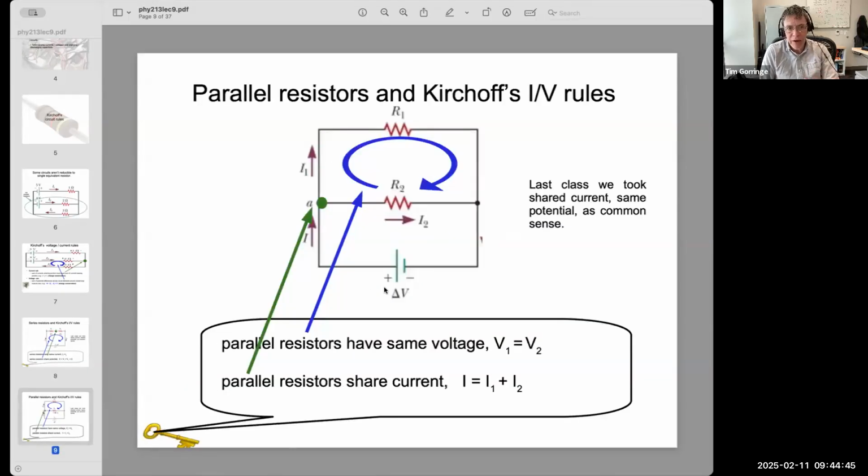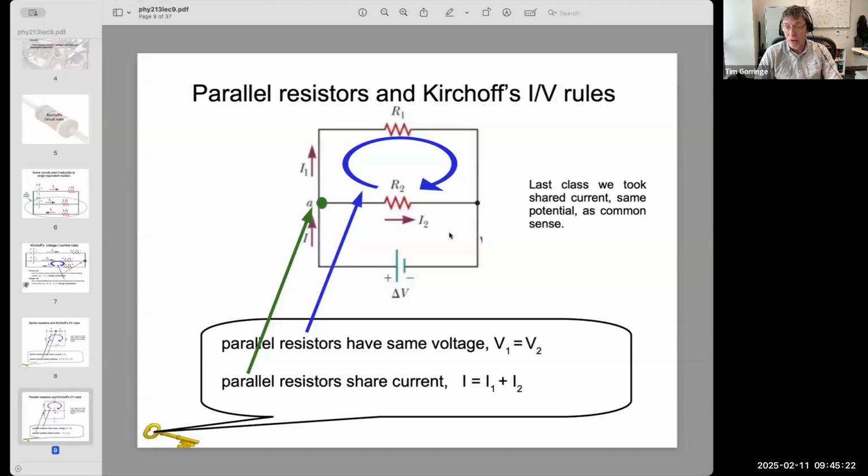The same applies to the parallel resistors that we met in the previous circuit, which we talked about in the last class. It had two resistors, R1 upstairs and R2 downstairs, in different arms of the circuit, in parallel with the battery. Common sense in the last class told us that these two resistors have the same voltage across them, the voltage of the battery, but they share the current drawn from the battery. Some of the current goes through R1 and some goes through R2.